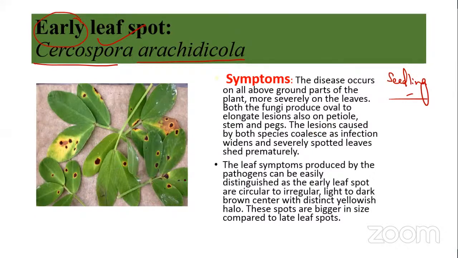How will it look? Usually the spots will be very large, and more prominently seen on the upper surface. The size of the leaf spots is very large, and they are uneven, not highly circular in nature. Moreover, the devastation caused by early leaf spot is more or less severe than late leaf spot. These are the criteria you should keep in mind whenever you try to identify early or late leaf spot.